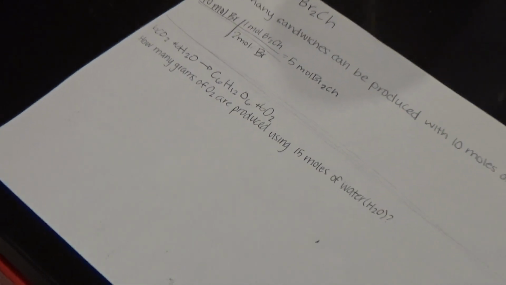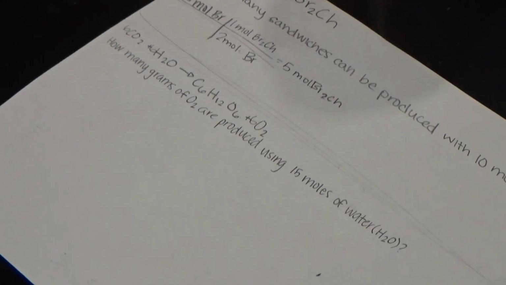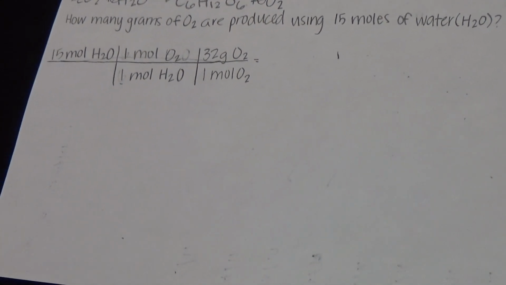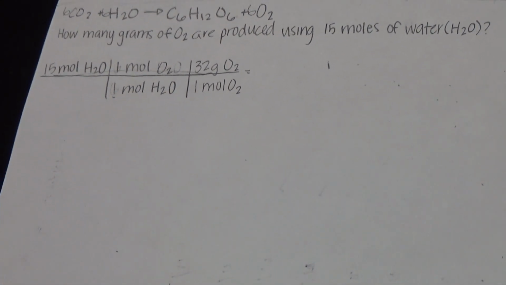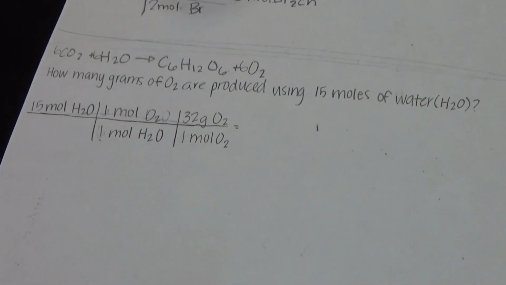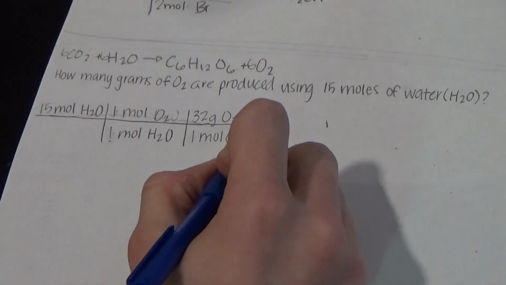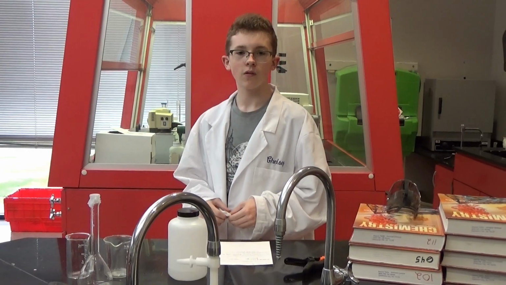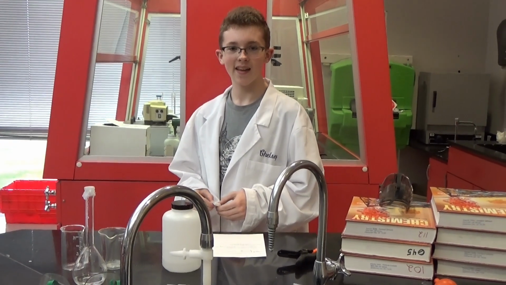Using this equation, we can answer the question, how many grams of O2 are produced using 15 moles of water? As before, we will multiply the numbers on top and divide by the bottom. Because O2 and H2O have the same coefficient, they can reduce. When you multiply and divide, you should get 480 grams of O2. This is stoichiometry.